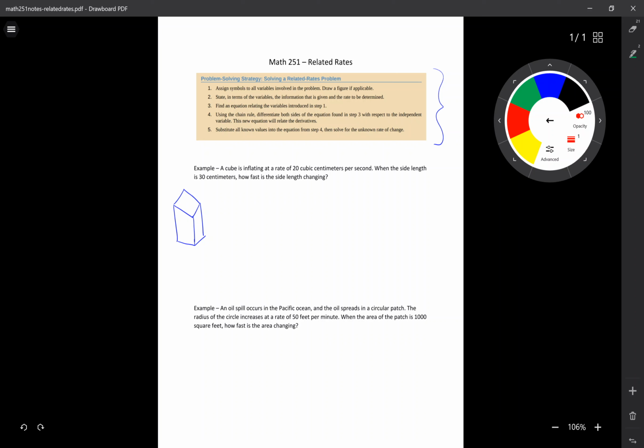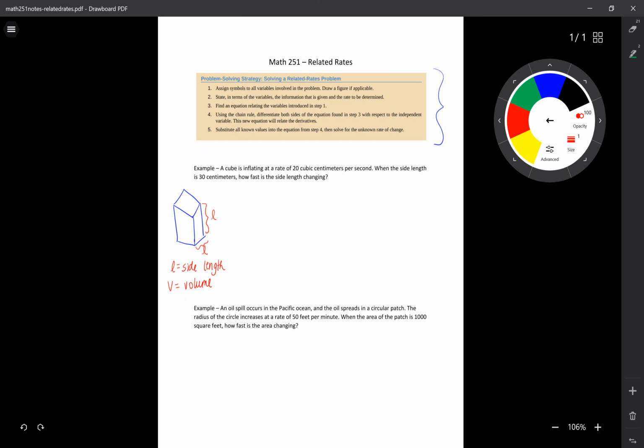Well, let's label some quantities here. This is a cube, so all of the side lengths are the same. So we'll label the side lengths of this cube L. So L is the side length. And what else do we have? Well, we'll call V volume.